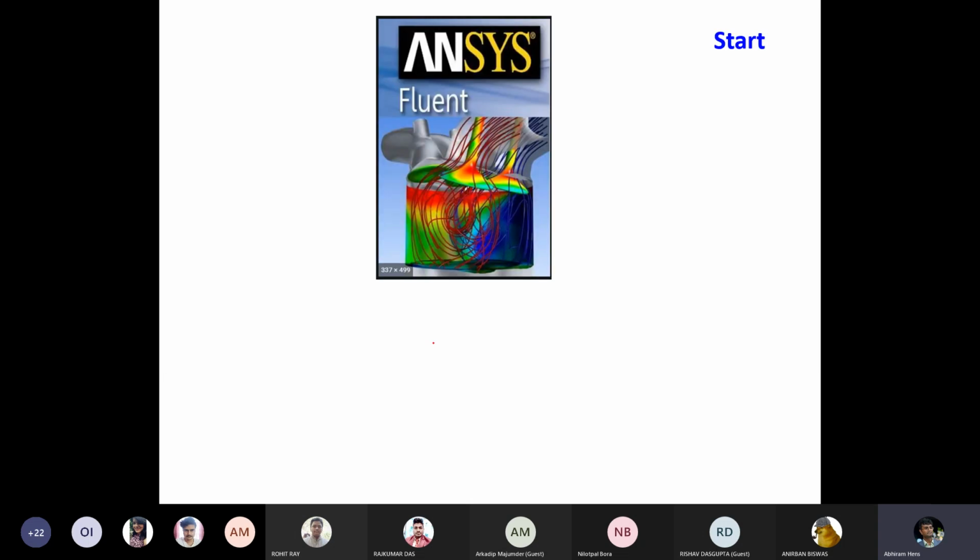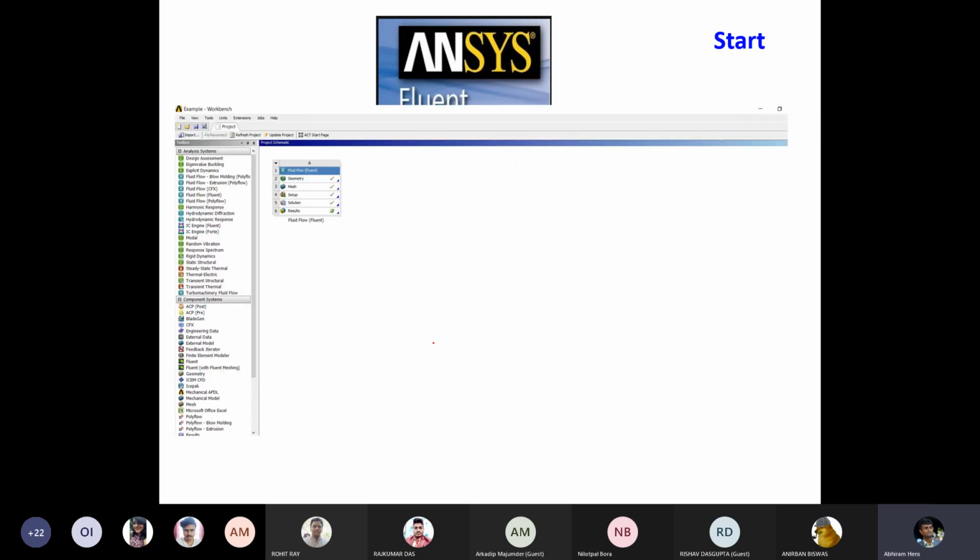So you have to start with ANSYS Fluent. If you can install it, you just click on that button and you have to open Workbench first. Okay, so you will see, I think if you can see, that this is Workbench.